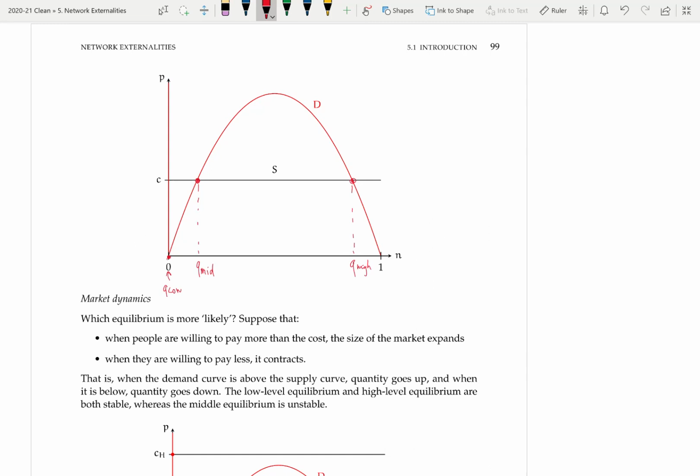To think about this question, we're going to introduce dynamics into this model. This is going to be done in a fairly simple way. We're going to assume that when people are willing to pay more than the cost, then the size of the market expands, and when they're willing to pay less, it contracts. When the demand curve is above the supply curve, we assume the market expands. When the demand curve is below the supply curve, we assume it contracts. So before we look at how this works in the market with network externalities, let's look at how it works in the market without network externalities.